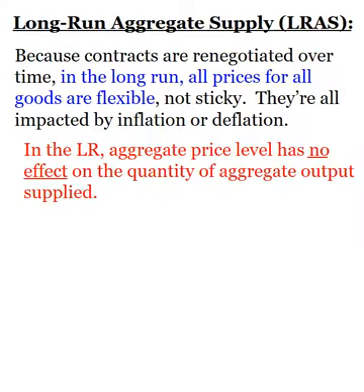Now we're going to start talking about the long run aggregate supply curve. And remember, this one is vertical. And the reason why this supply is vertical is because in the long run, contracts get to be renegotiated. Labor contracts, but also contracts for all of those inputs and materials that you need. So in the long run, all prices are flexible.